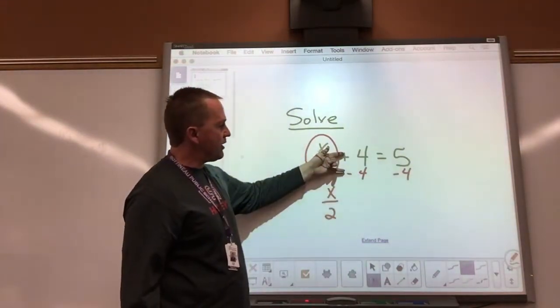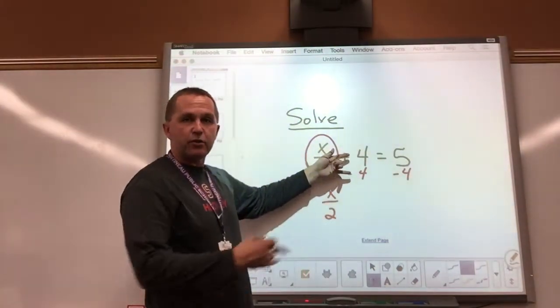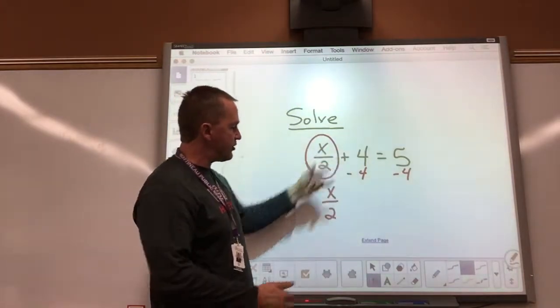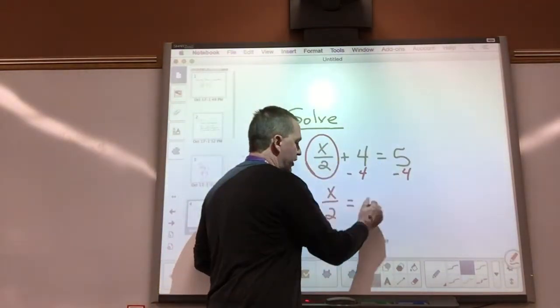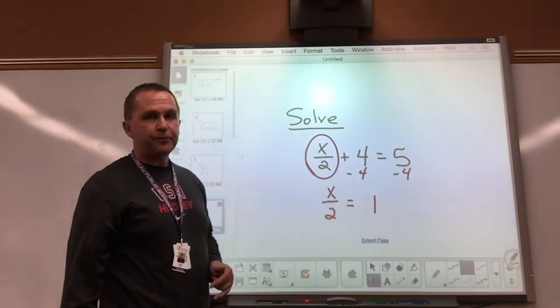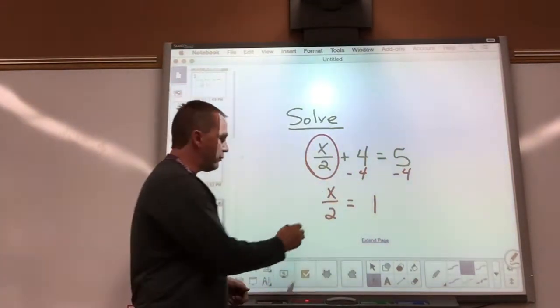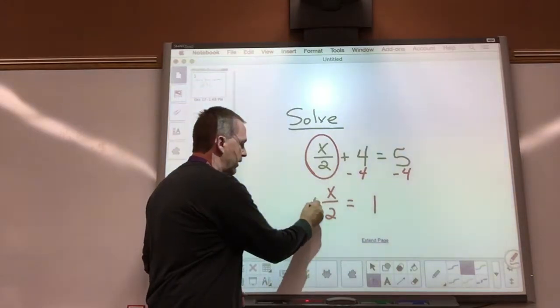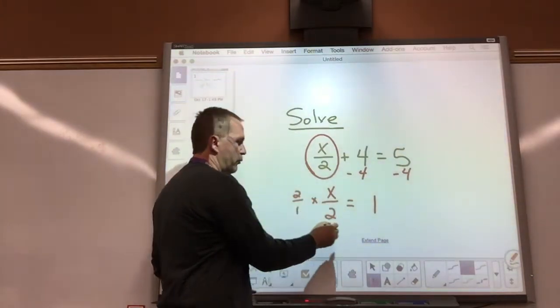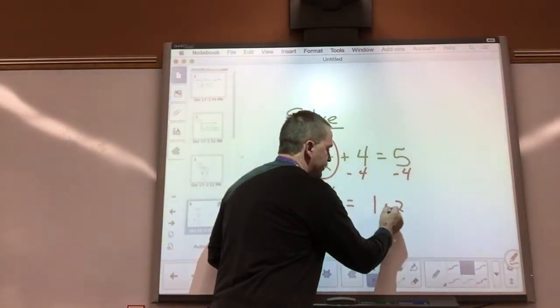The plus 4 and the minus 4 would become 0. I would be adding 0, which I don't need to write, so they've kind of knocked each other out. And 5 subtract 4 is 1. Now I look at this and it says x divided by 2, so the opposite would be to multiply by 2, and what I do to one side, I simply do to the other side.